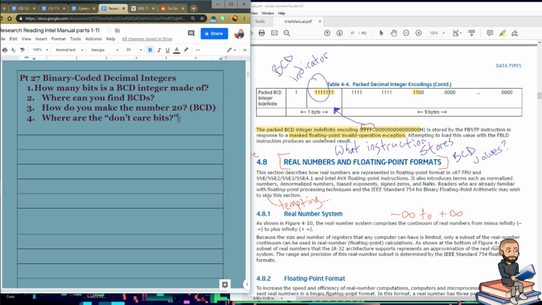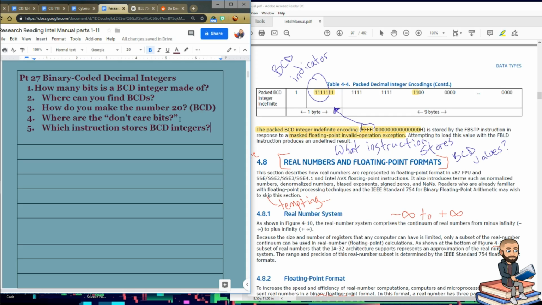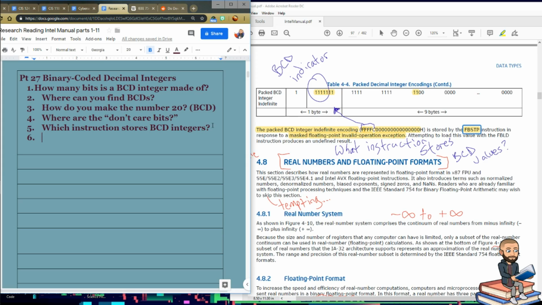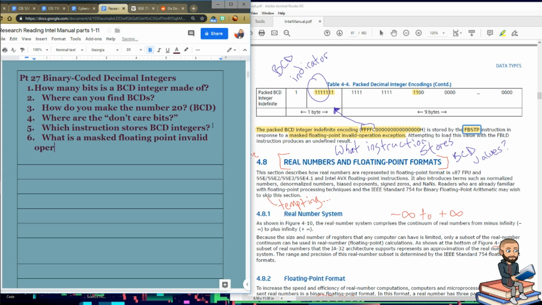So let's get some questions down. I'm trying to simplify here. Which instruction stores BCD integers? And that is this FBSTP instruction. And I'm not really sure what to write for a question on the second one, except maybe a genuine one. So maybe I would say, what is a masked floating point invalid operation exception? But I need to spell it correctly. And with that crazy, extreme, but genuine question, I think we're at the end of our video.